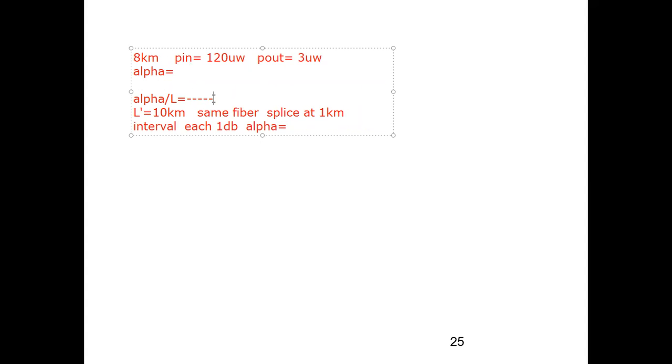So I have calculated alpha, and taken alpha by L. Once you have alpha by L, calculate the fiber splicing loss, then calculate alpha total, and then find the input-output power ratio. So you will have P in by P out equal to something. The final formula again remains the same: alpha is equal to 10 log 10 P in by P out.